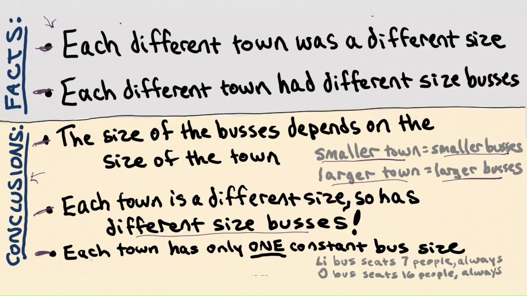And here's an important one. Each town has only one constant bus size. So Little Village bus, all of their buses each seat only 7 people. Always. All of Town O's buses seat 16 people each. Always. Not 17, not 15. 16 people. And from the Little Village, not 8 people, not 6 people, 7 people always. So each town has only one constant bus size.